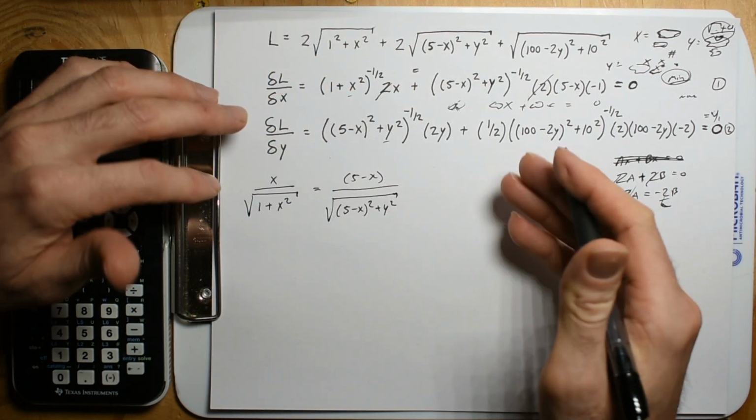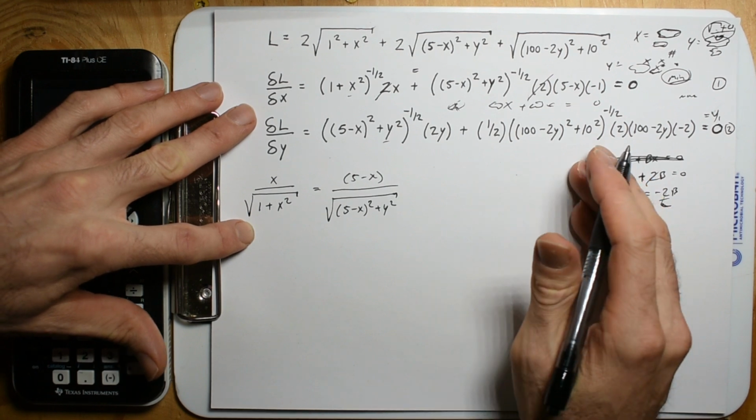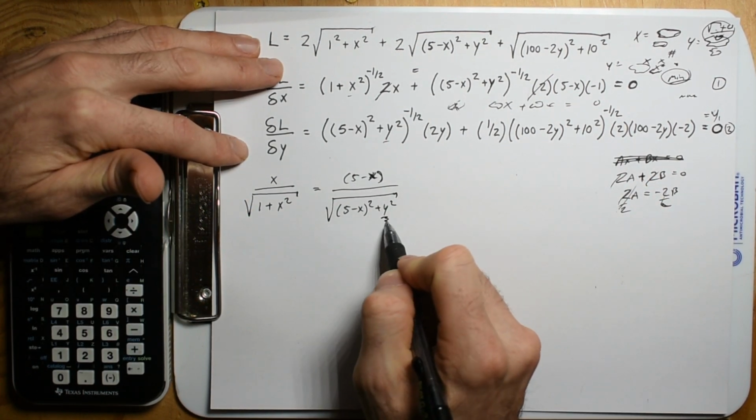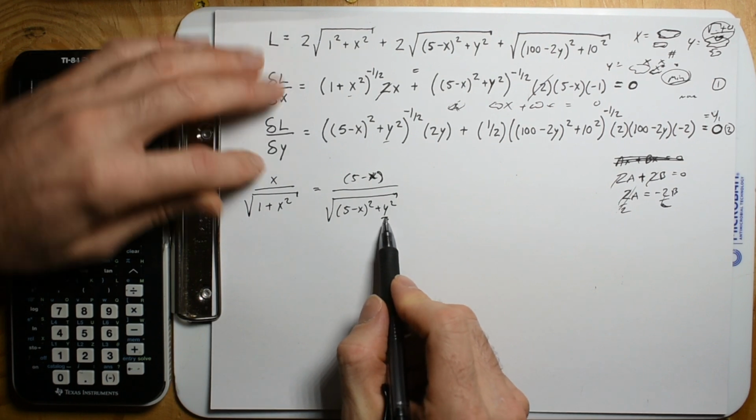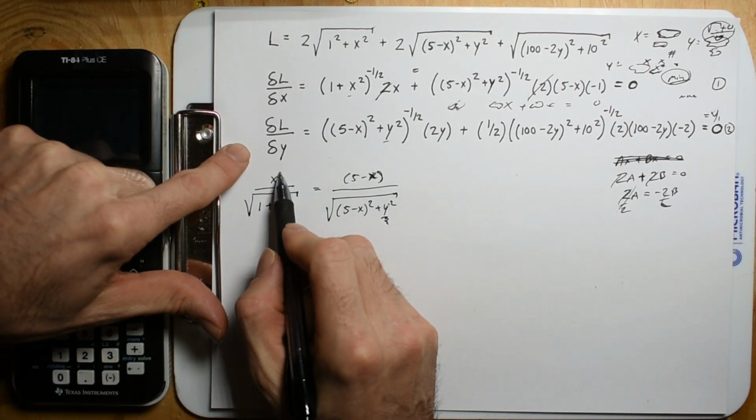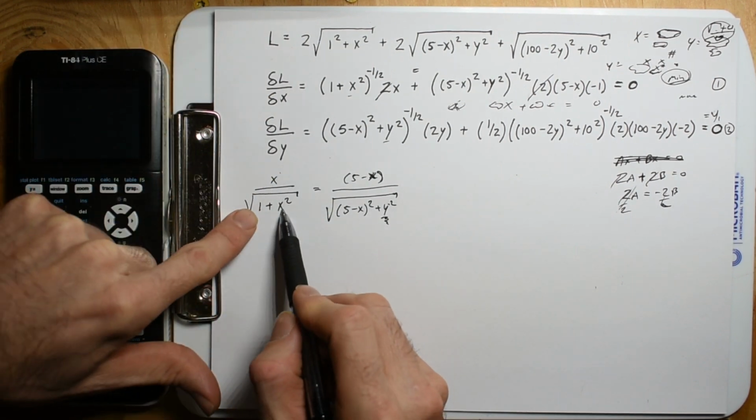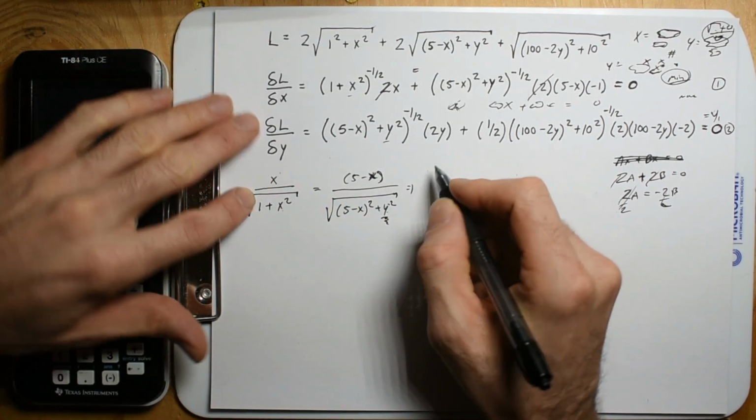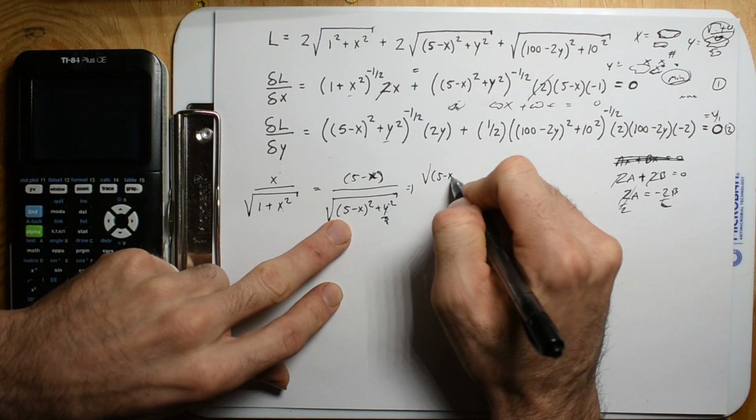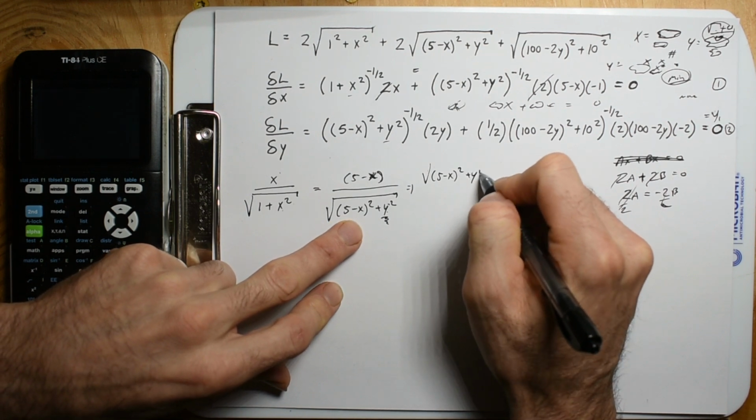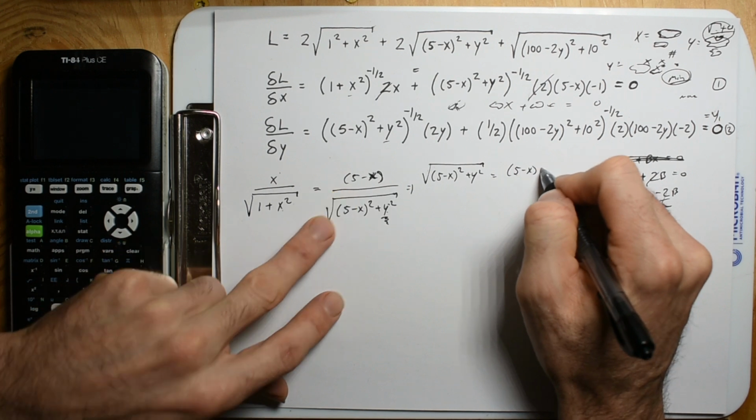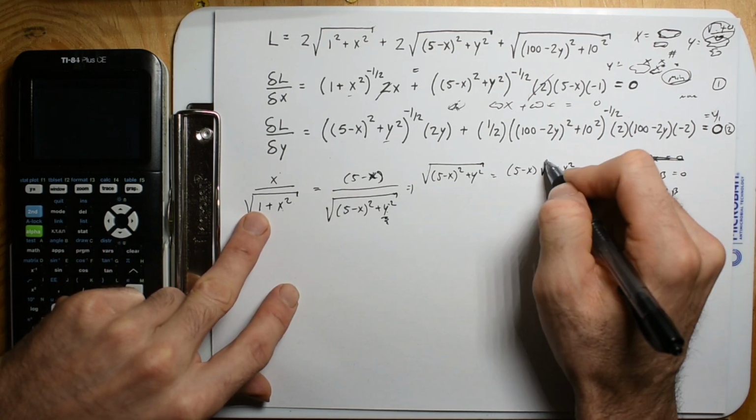Alright, so now let's start the process of not making mistakes, or making them and then finding where we made them. We still have to get this y by itself, so might as well get it up there in the numerator. I'm going to get this term up there and this x down there. So I have the square root of 5 minus x squared plus y squared is equal to 5 minus x square root of 1 plus x squared.